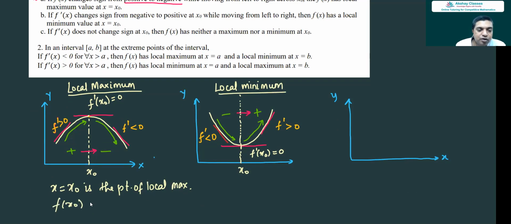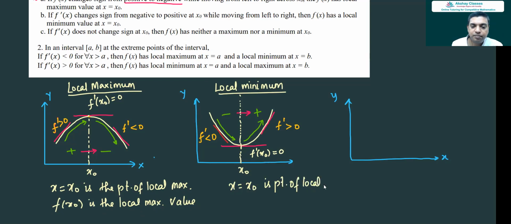And f of x naught is called the local minimum value. So remember, x naught is called the point of minimum or point of maximum, and f of x naught is called the minimum value or the maximum value. Here it is the point of local minimum, and f of x naught is the local minimum value.